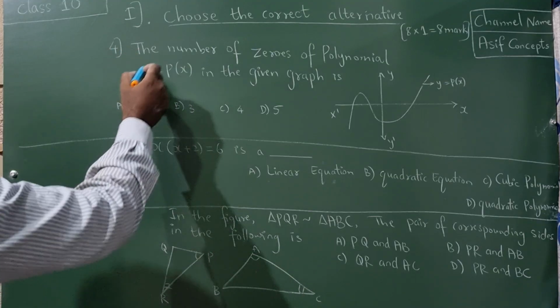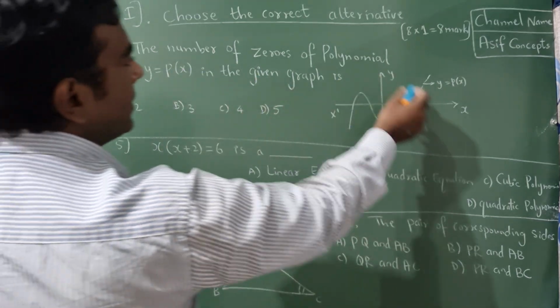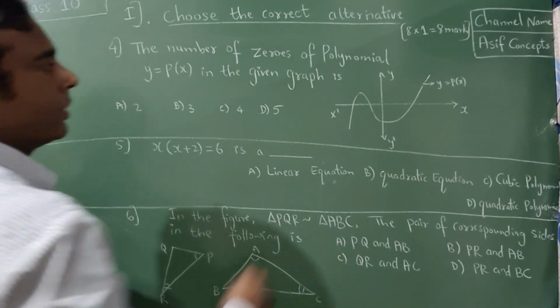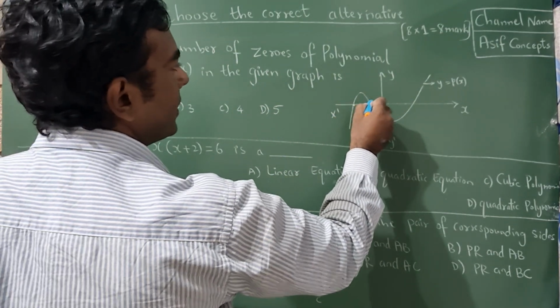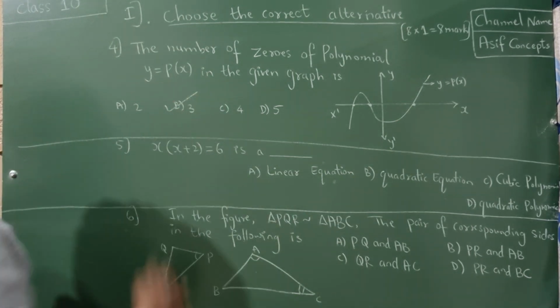Now the fourth question is: the number of zeros of the polynomial y is equal to p of x in the given graph. So this is 1, this is 2 and this is 3. So the correct option is B, that is 3.